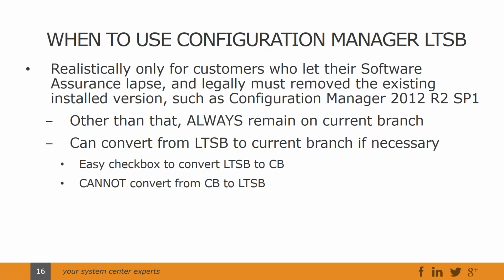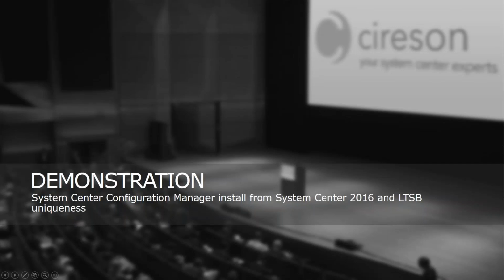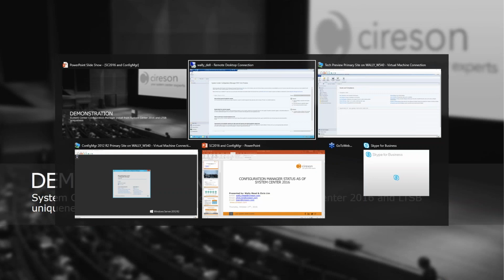Now, you cannot convert from current branch over to LTSB. If you are a software assurance customer and you decide to let that lapse, you can't convert back over. You would have to uninstall what you have, then install a brand new LTSB environment. Now, you could probably do a migration from your current branch environment over to this brand new LTSB before you uninstall current branch. So let me go ahead and show you that live.